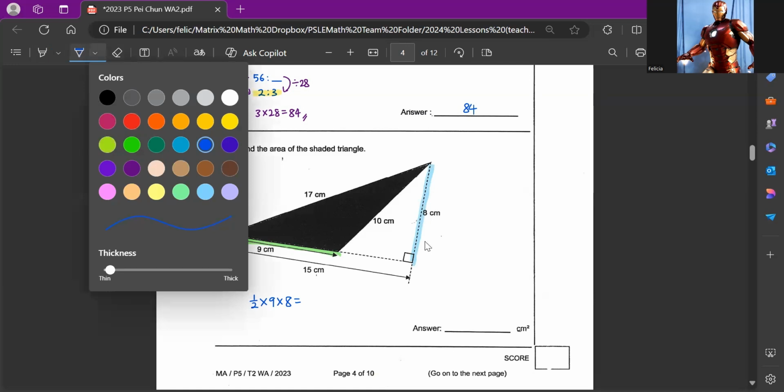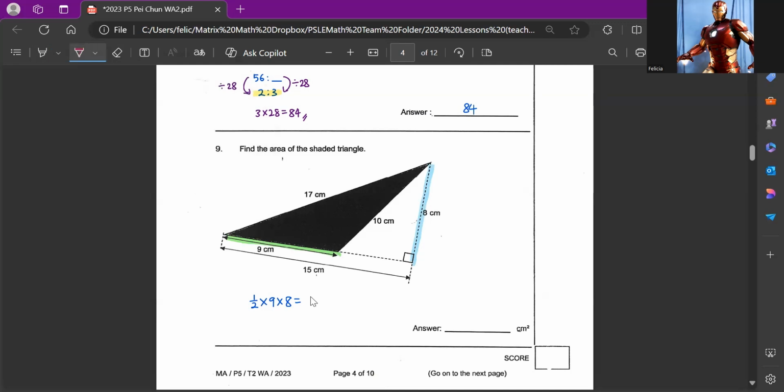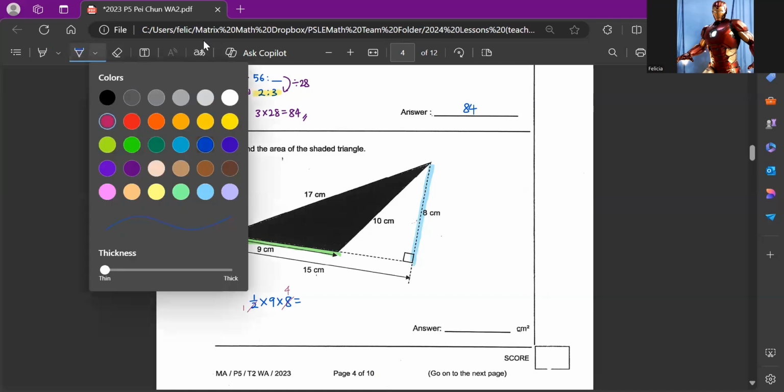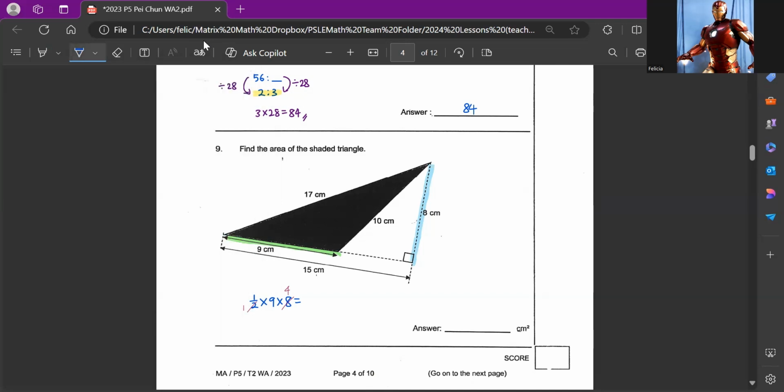Now, without a calculator, how would you perform this calculation? Okay, so without a calculator, you do the cancellation method. 2 and 9 cannot have a common factor, but 2 and 8 can. So this one becomes a 4, because 8 divided by 2 gives me a 4. Okay, so 4 times 9 times 1, this will work out to be 36.